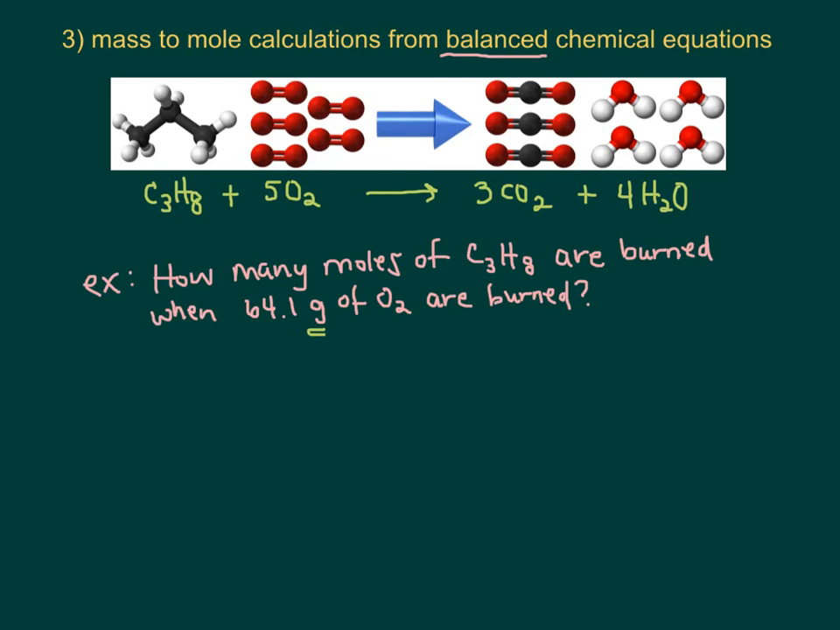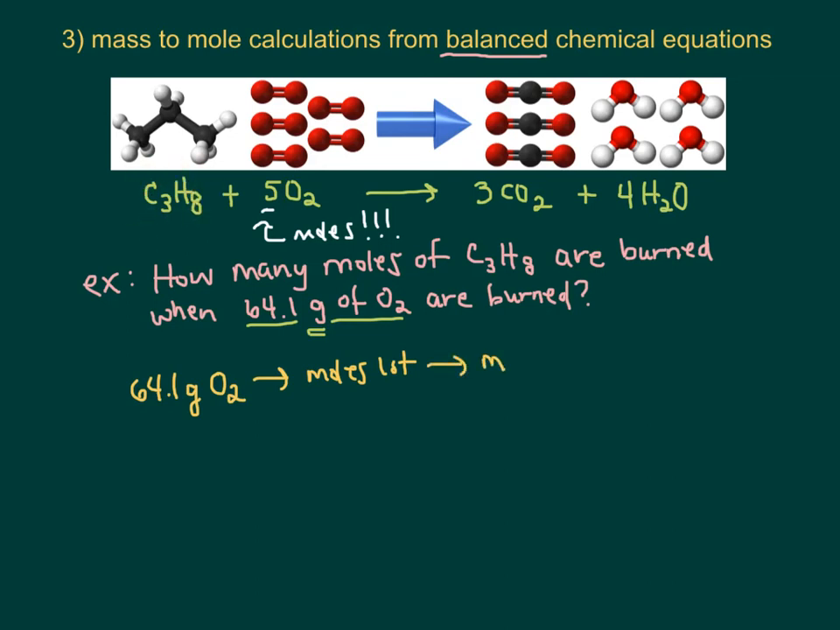So be very careful when you're doing these calculations that you notice that I've given you a quantity in grams, and that quantity is not the same unit as what your equation is written in. Remember, your equation's written in moles. So what that means is our number that we started with, our 64.1 grams of oxygen, needs to be converted to moles first. So if you convert it to moles, then you can use your mole ratios to convert it to moles of C3H8.